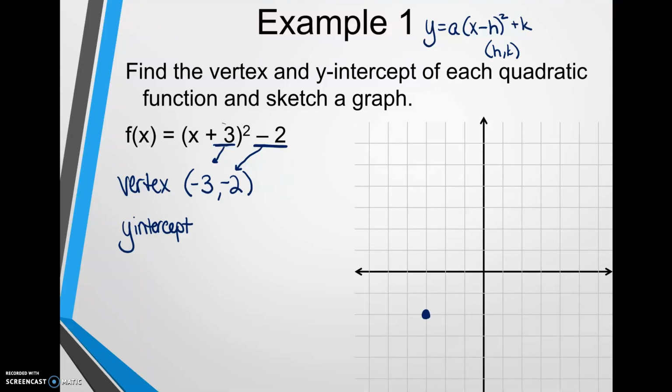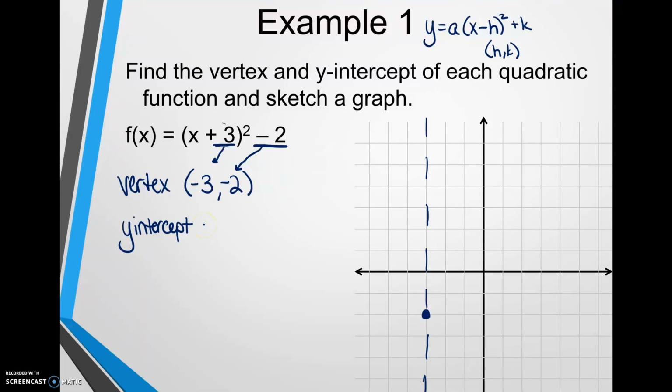We've got our vertex. Parabolas are symmetric, so we can draw in a symmetry line going through that vertex. You can use a dashed line because it's not really part of the graph. It's just kind of a reference line for our benefit.